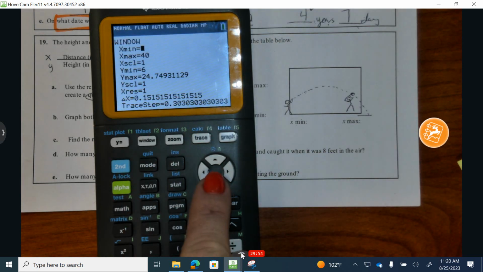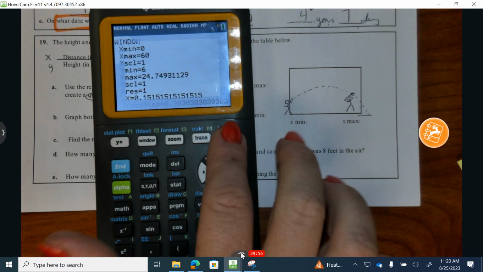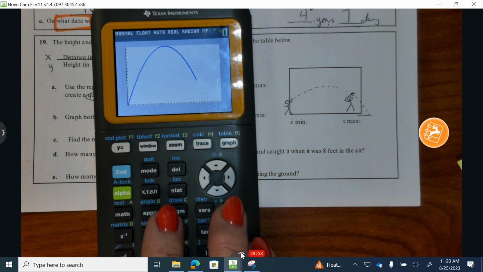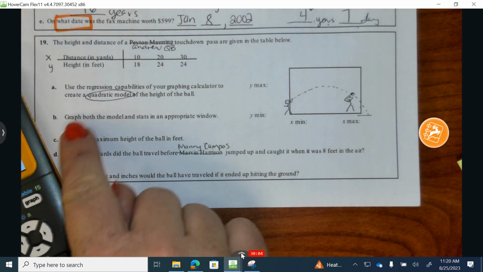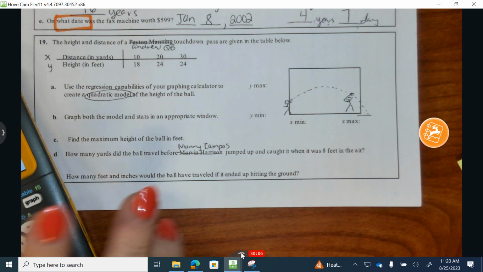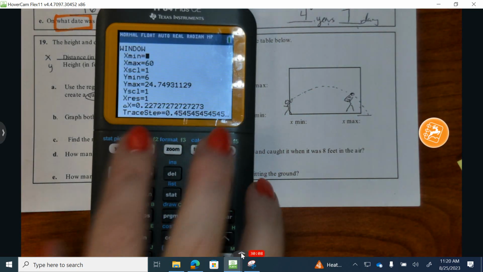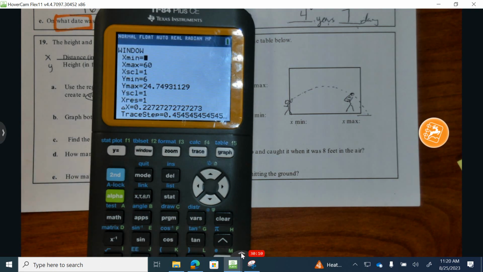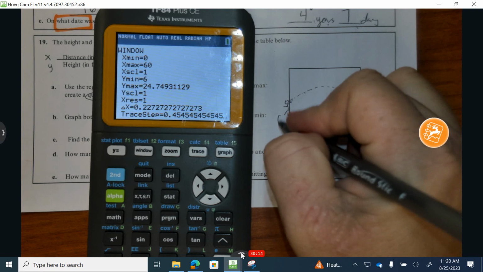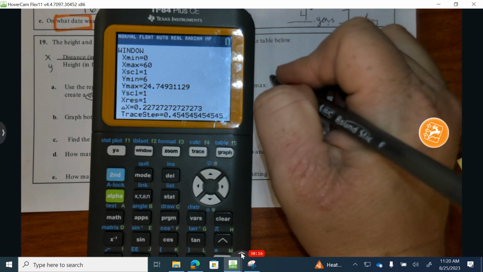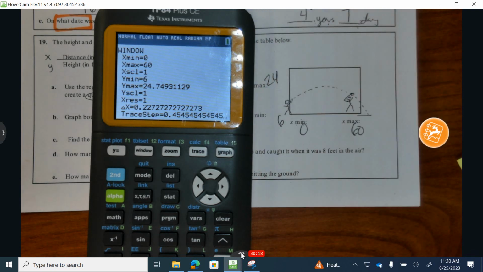So go to Window, and let's try 60. Does 60 go far enough? Okay. All right, we have the general idea right now. Now, part A is they want us to actually draw this picture. So let's go to Windows and write down what we have. We're going to go from 0 to 60. And we're going to go from 6 all the way up to 24 approximately.